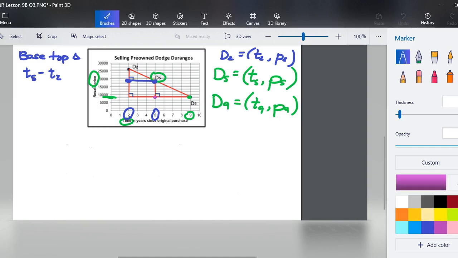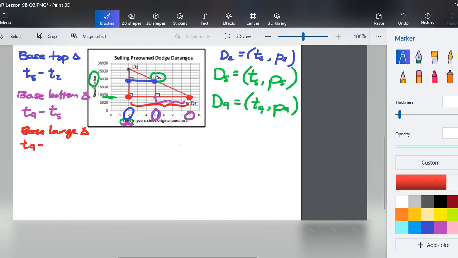Let's do base of this bottom triangle. What is the base of this bottom triangle? Well, it's from the value at year 9. So the base of the bottom triangle, I took the value at t sub 9 on the x-axis, the horizontal, and I subtracted the value at time of 5 years. And then finally, let's look at the base of the large triangle. And that's from here to here. So this entire base is the value from year 9 and subtract the value at year 2.